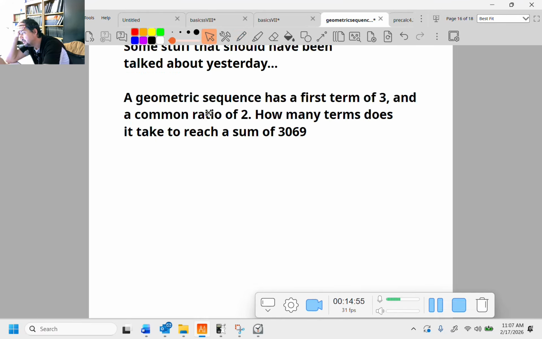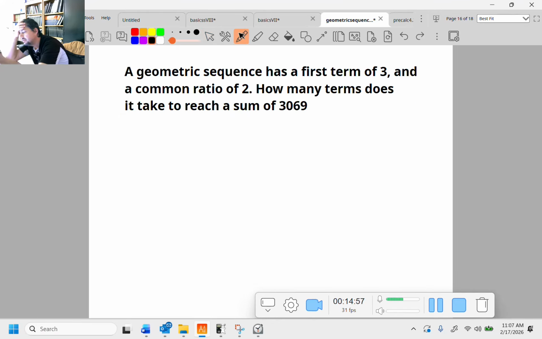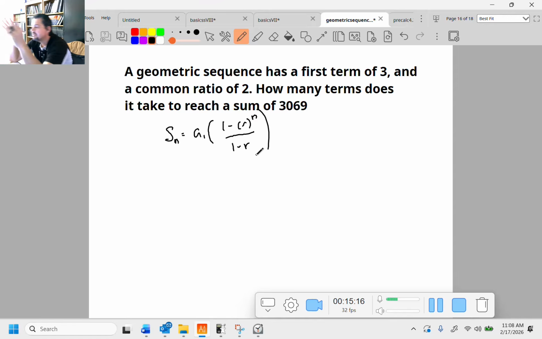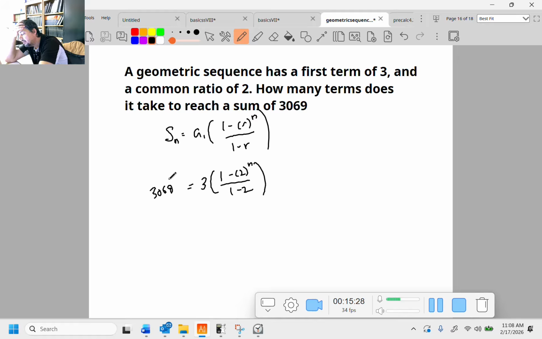We're going to do another one of these, and then we're going to do a summation problem. Geometric sequence has a first term of 3 and a common ratio of 2. How many terms does it take to reach a sum of 3069? So this is not an infinite one. This is a finite one. So back to that formula. First term times 1 minus that ratio to the n over 1 minus r. Now let's see what's known. I have a first term of 3. I have a ratio of 2. And I have a sum of 3069.